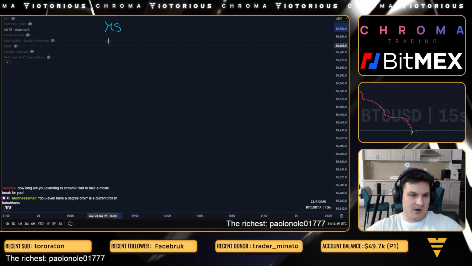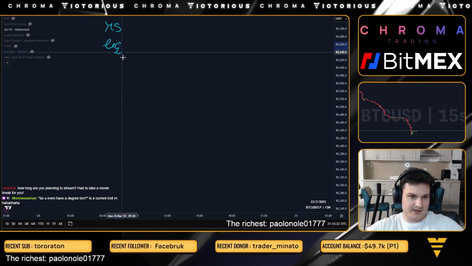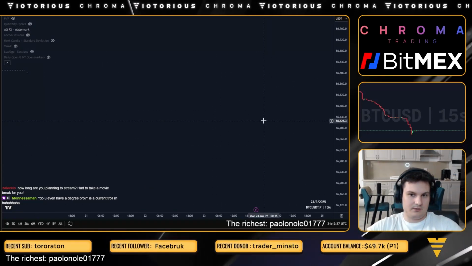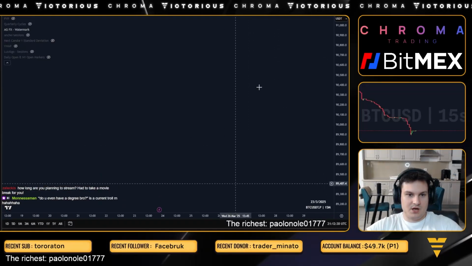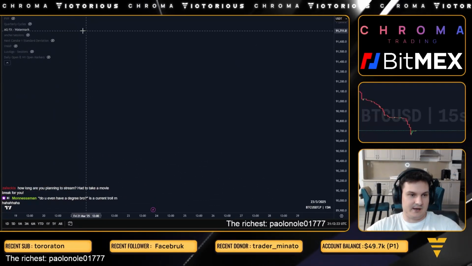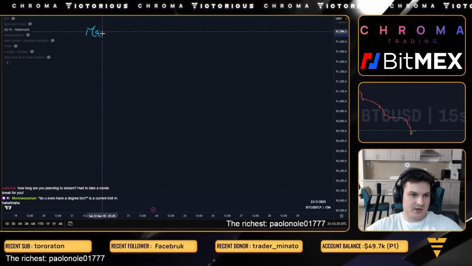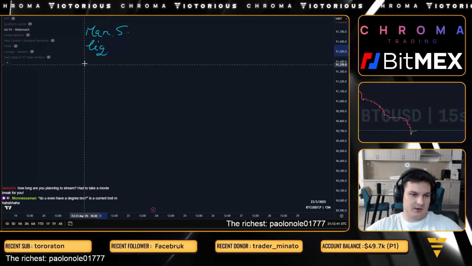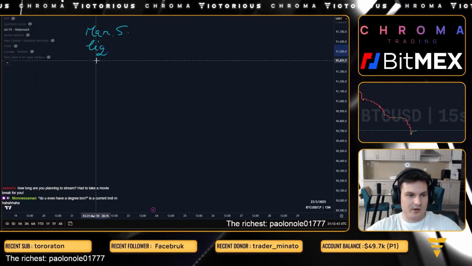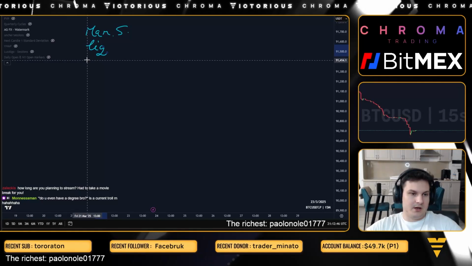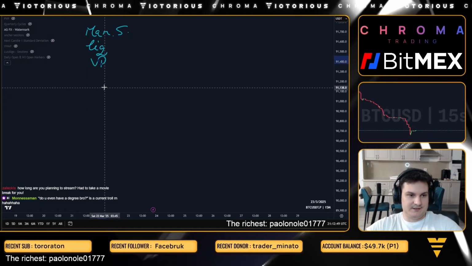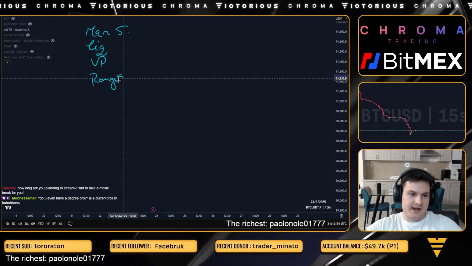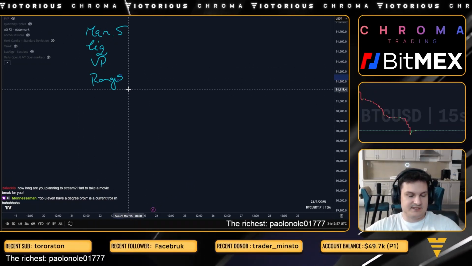So the first component, market structure. You can look at liquidity. Let me zoom out a little bit more so that my writing looks prettier. The more zoomed out you are, the better your writing looks. That's a hack. So one thing that you can look at is market structure. You have liquidity, and by this I mean everything that's related to liquidity, even fair value gaps. You can look at volume profiles. You can look at ranges. Ranges kind of ties into market structure, but it's still something important.